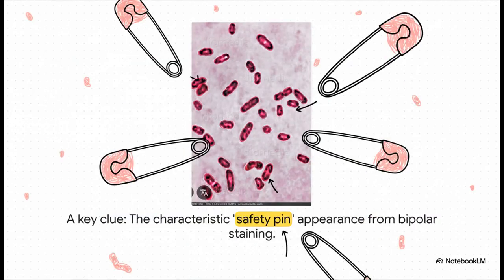Now check this out. Here's a really cool clue for the microbial investigators. When you put a stain on Y. pestis and look at it under a microscope, it shows what's called bipolar staining. The ends of the bacterium soak up way more dye than the middle part, and what you get is this classic safety pin shape, a key piece of visual evidence that screams, "You've found your culprit."